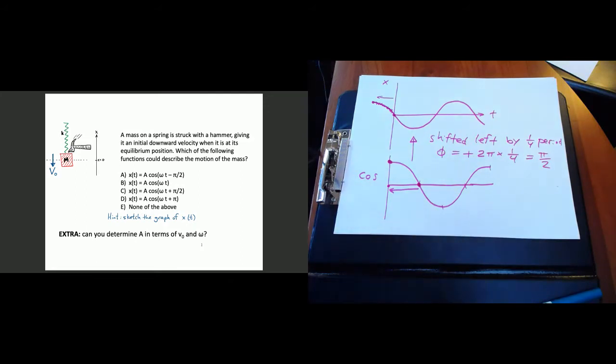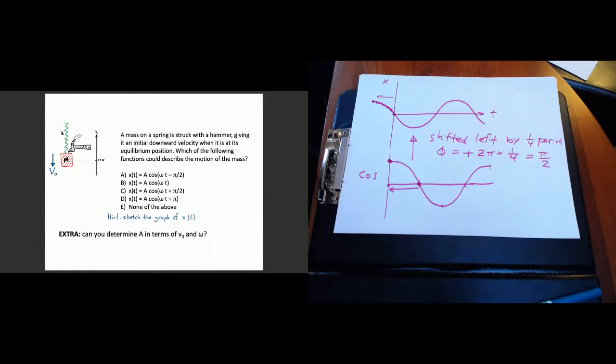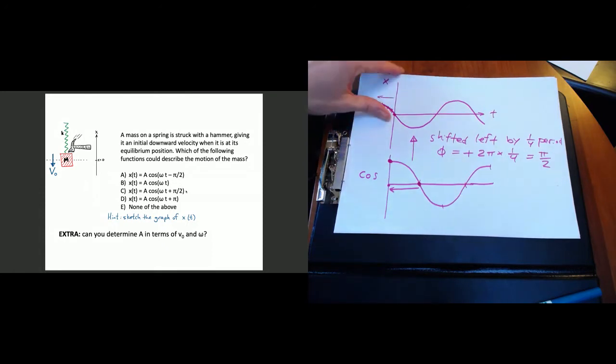Okay, so that's telling us that the answer for this question is going to be C. So C is A cos omega t plus pi over 2.